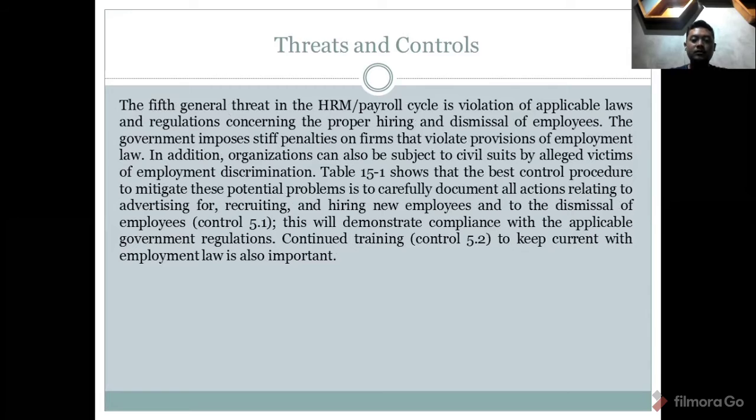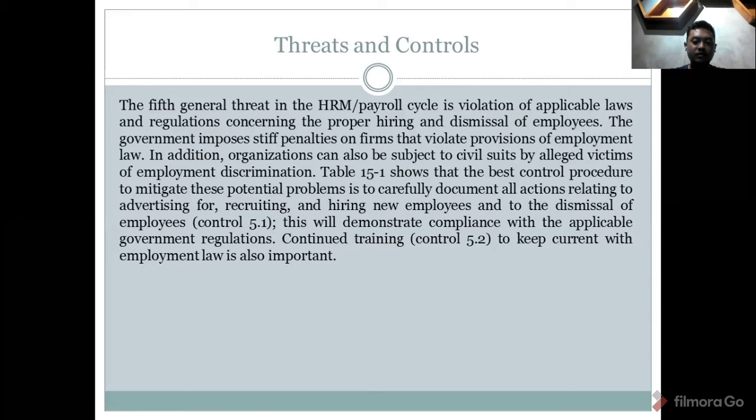The fifth general threat in the human resource management payroll cycle is violation of applicable laws and regulations concerning the proper hiring and dismissal of employees. The government imposes stiff penalties on firms that violate provisions of employment law. In addition, organizations can also be subject to civil suits by alleged victims of employee discrimination.